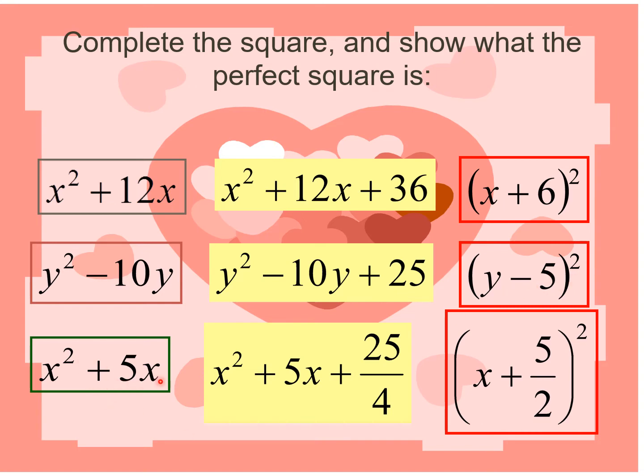x squared plus 5x. So, 5 is not divisible by 2, so magiging 5 divided by 2. Square of 5 over 2 is 25 over 4. So, this one is now a perfect square trinomial. Square root of the first and the last term: square root of x squared, that is x, plus square root of 25 over 4, that is 5 over 2. Ang sign ng nasa gitna is positive. Kaya ito na po, x plus 5 half quantity square.